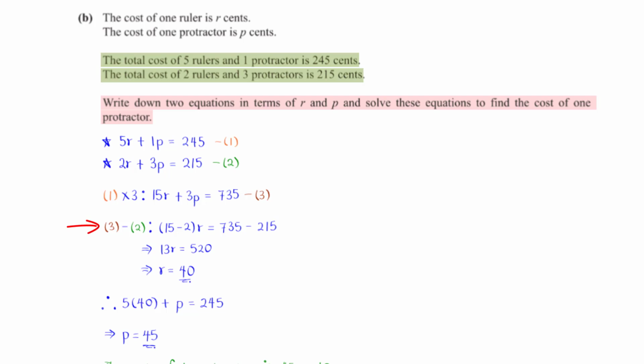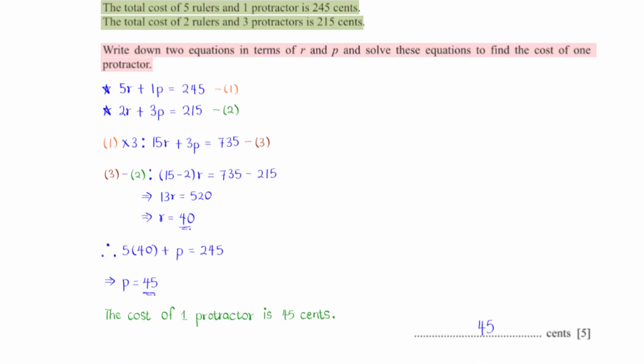This gives us 15R minus 2R plus 3P minus 3P, which is 0, equals 735 minus 215. 15R minus 2R is 13R and 735 minus 215 is 520. So when we make R the subject, we get 520 divided by 13, which is 40. Now that we have found the cost of one ruler as 40 cents, we can easily find the cost of one protractor by placing this value into any of the equations.